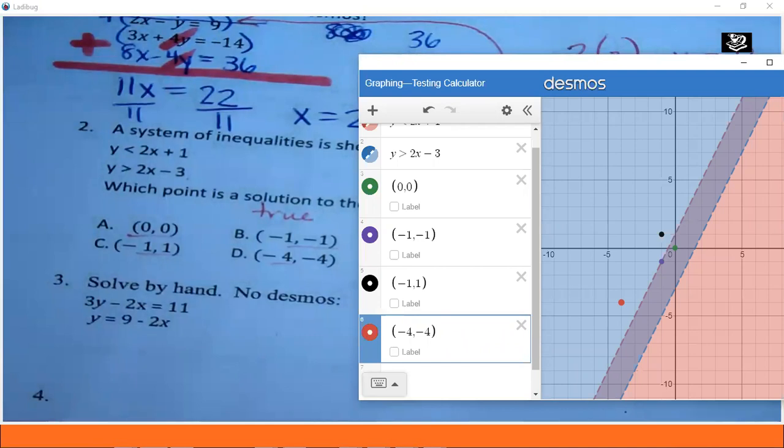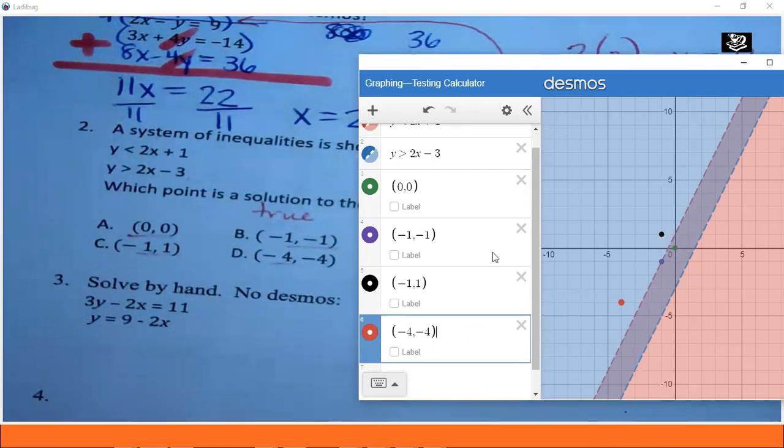Know which point I want. Looking up at this screen, which one is the solution? The red, black, purple, or green? Does anybody know which one is the answer? The green. Why is the green one the answer? It has both colors. So the solution region is where both colors overlap. So this right here in the middle is where both colors overlap. Okay. So the green one is our answer.